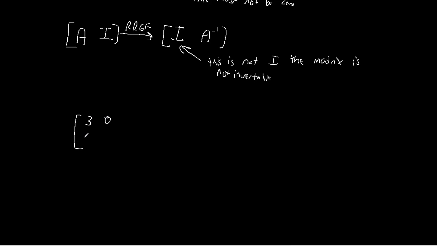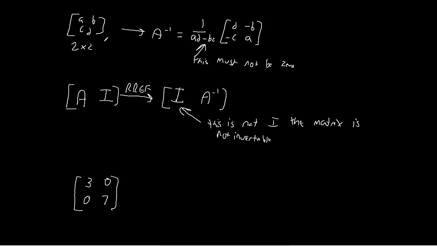3, 0, 0, 7. Okay, we have this nice matrix here. It's a 2 by 2, so we can use our theorem 7 from the textbook, which is, again, this idea here. I'm going to label everything really quick in a different color. Let's use red. We have A, B, C, and D, just so that everyone can see where the numbers are coming from.